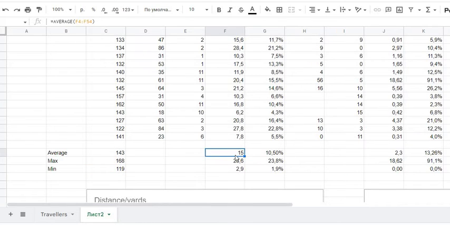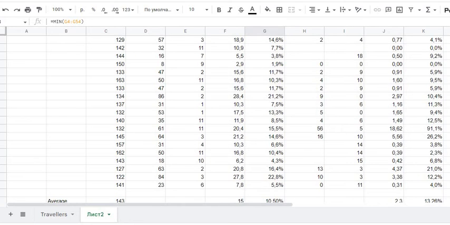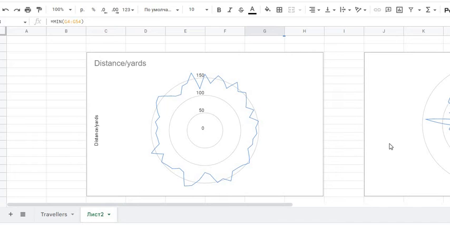Here we see that the average proximity is 15 yards, and it's 10.5% of the average distance. The biggest mistake is 23.8%, which is 28.6 yards, and the best shot is 2.9 yards, just a 1.9% mistake. So in this video, I will concentrate mostly on the accuracy of the approaching, not the second shot.